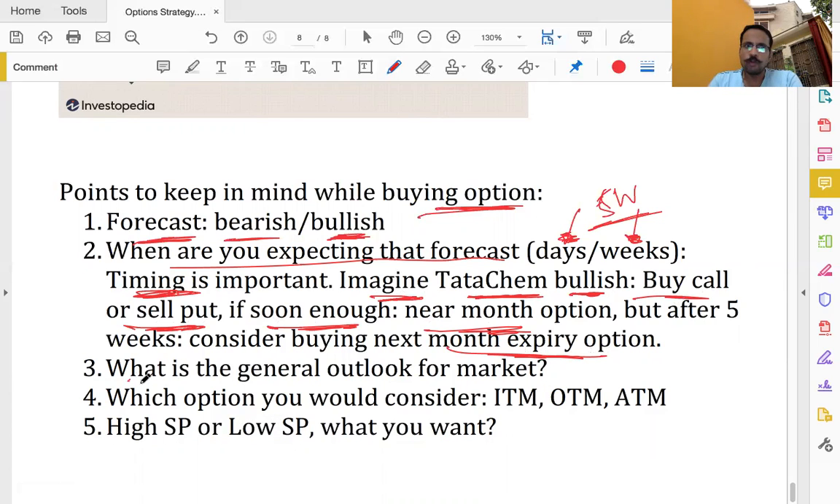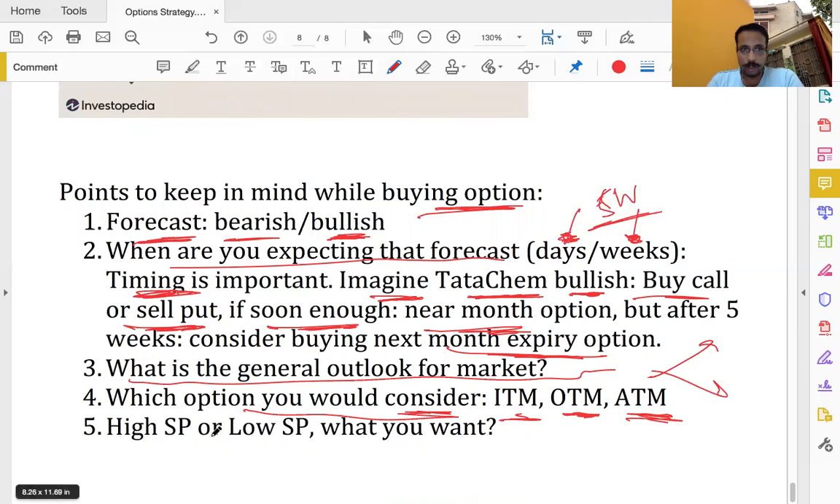Okay, what is the general outlook for the market? Is it going to be bearish? Is it going to be bullish? Which option would you consider? In the money, out of the money, at the money. So this is what you have to think when you are investing into the options strategies. So whether you want a high strike price option or a low strike price option, what exactly you want. So if you are able to clear yourself about these questions, you can make a fruitful investment into the options market.